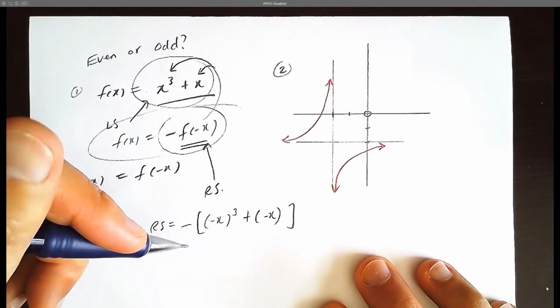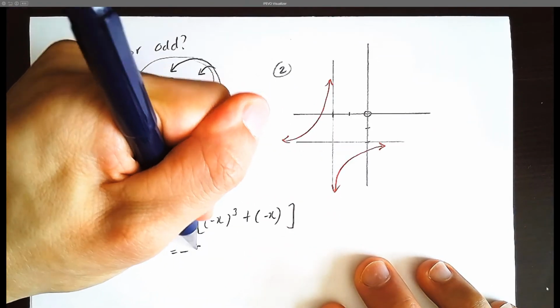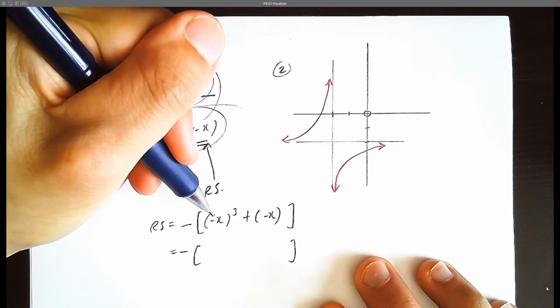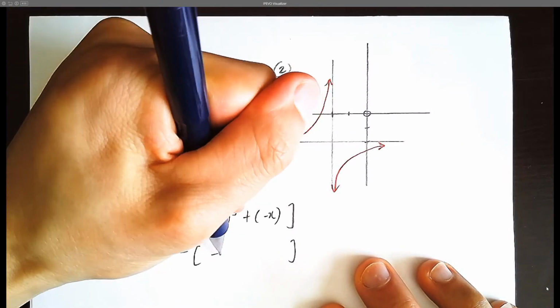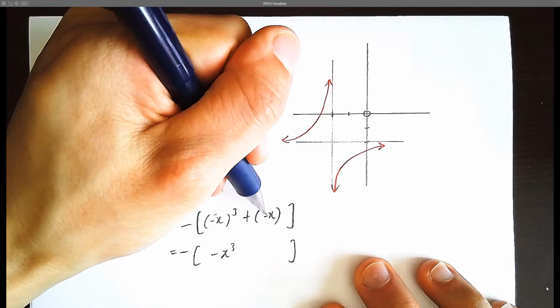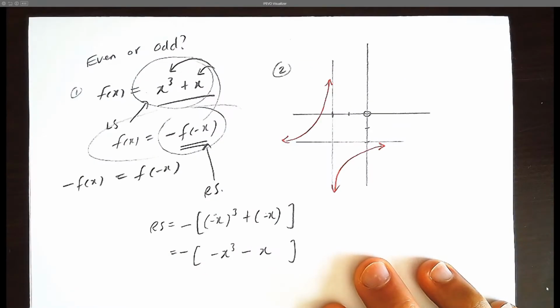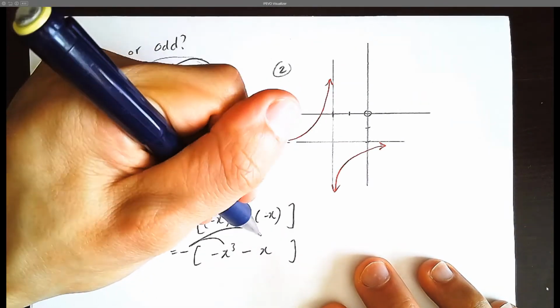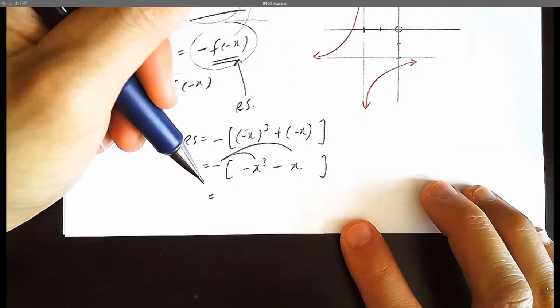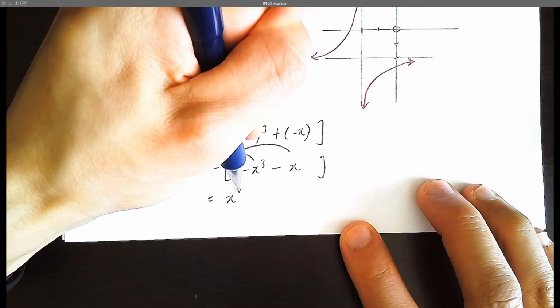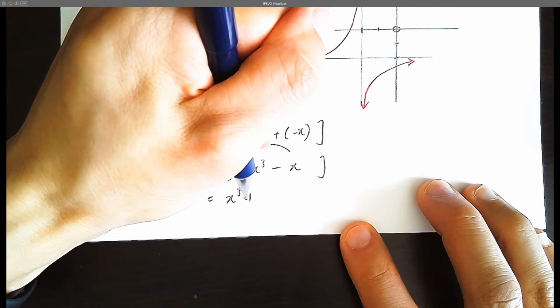So all we have to do is do some expanding here. This is negative something. Negative x times negative x times negative x is negative x cubed. Plus bracket minus becomes a minus x. And now we're simply going to distribute the negative sign here. So on the right side, two negatives become a positive, negative and a negative become a positive x.